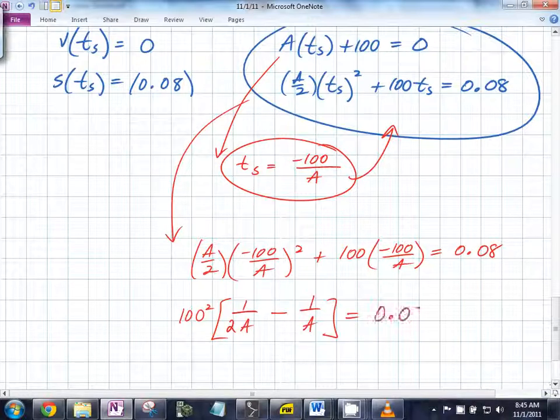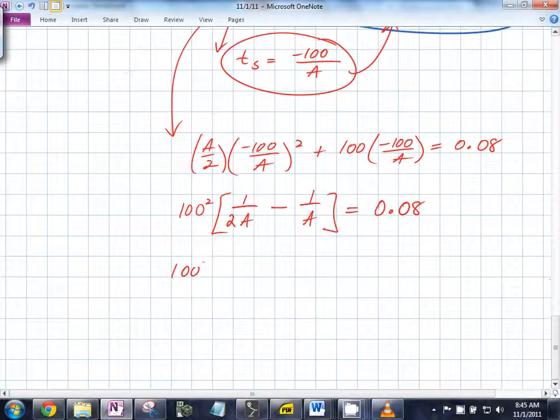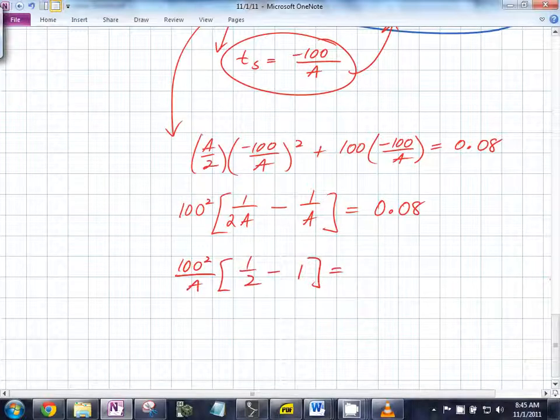So 100 squared. What else could we factor out of that if we needed to? So 1 over A. So 100 squared over A is equal to 1/2 minus 1 equals 0.08. This is just negative 1/2, right? So you multiply by negative 2, and you end up with what? 100 squared over A. Multiply both sides by negative 2, and what do you get? Negative 0.16. So you end up with A is equal to 100 squared over what?